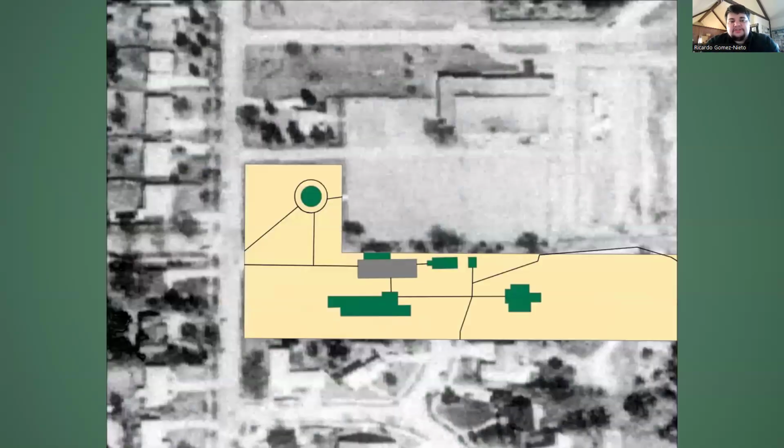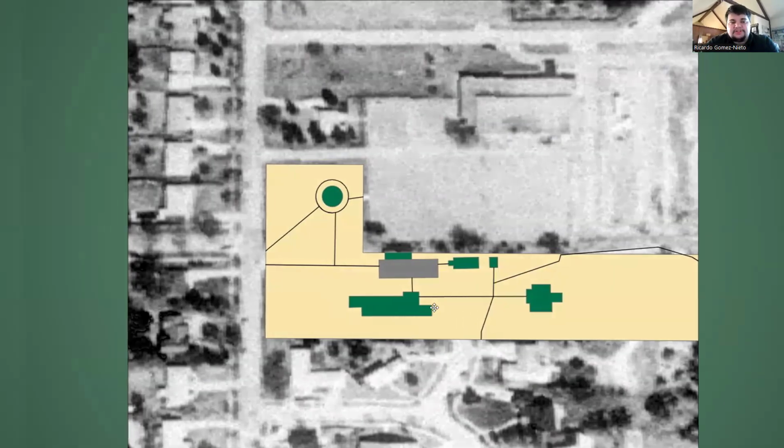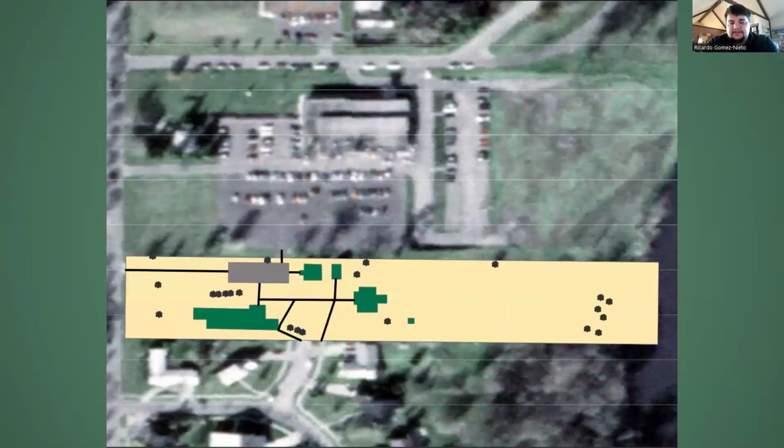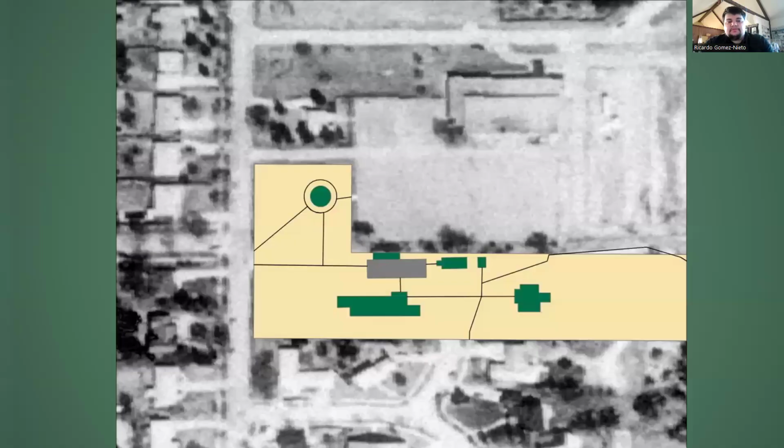This is our first satellite photo. This is from 1991, and you can see here the property has continued to expand, especially between these two. There's a significant northern push.